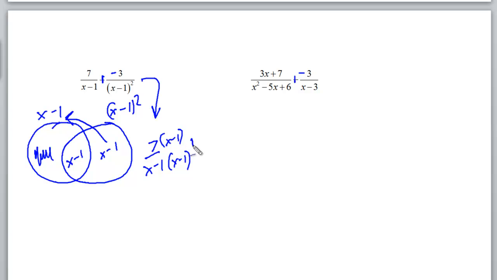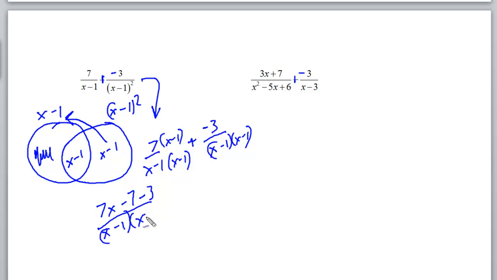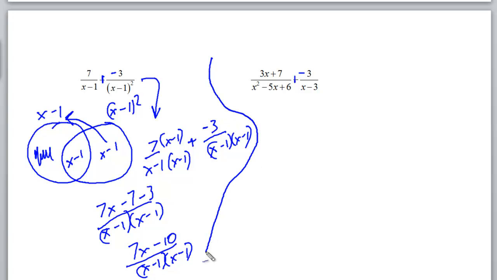And then I'm going to add the negative 3, and remember there is nothing done over here, so this is just x minus 1 twice. So I'm now going to combine the numerator and factor it out a little bit. 7x minus 7 minus 3 over (x minus 1) quantity squared, or (x minus 1)(x minus 1). If I simplify that, it makes 7x minus 10 over (x minus 1) quantity squared, or (x minus 1)(x minus 1), and we're done with the problem, since there's nothing that can be done to that numerator.